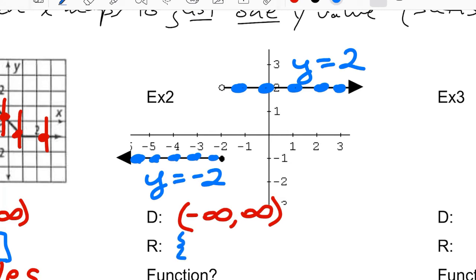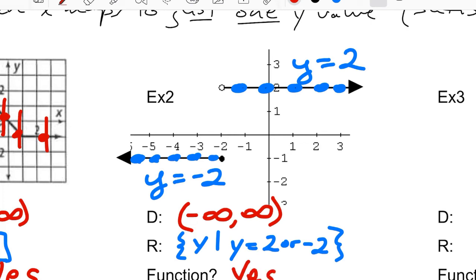Now, a way that we can write that is using that set builder notation from the other day where we say all y such that, well, y will only equal 2 or -2. Is this a function? Does every x value go to just one y value? Yes, it does. There's no place on this graph where an x value uses 2 different y values.